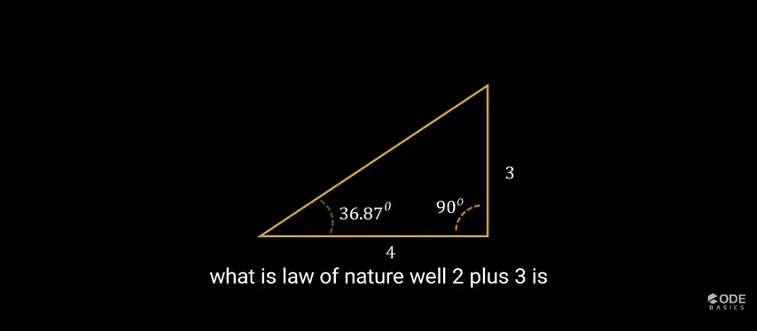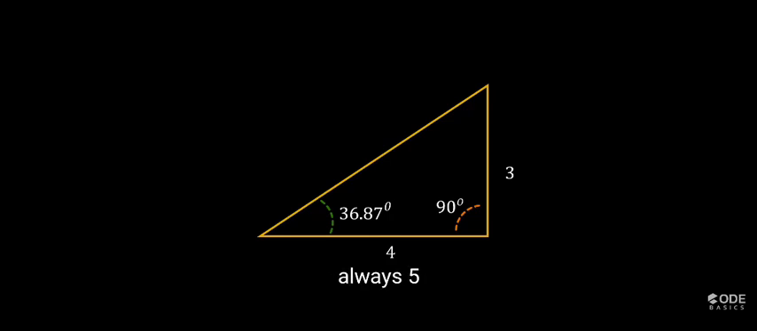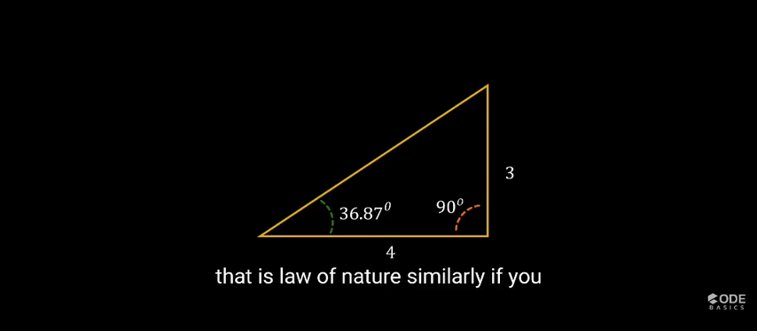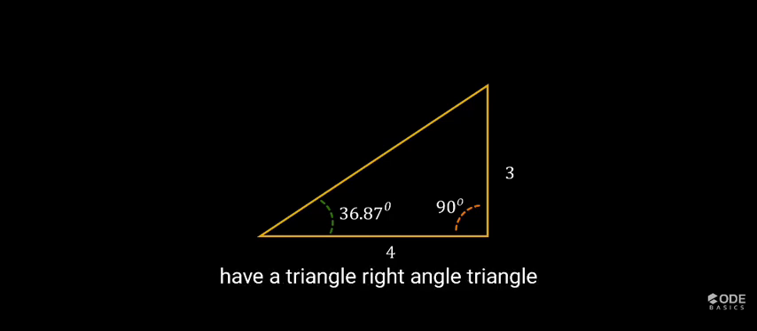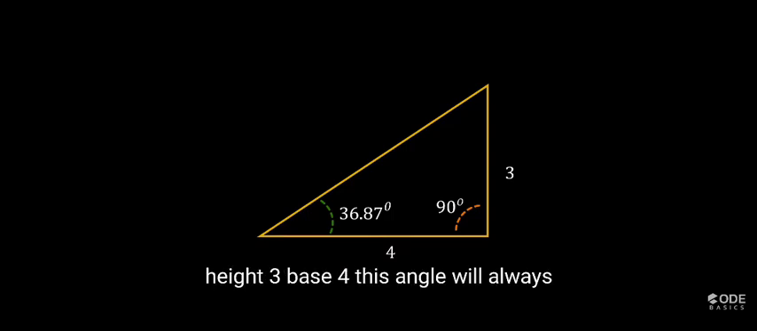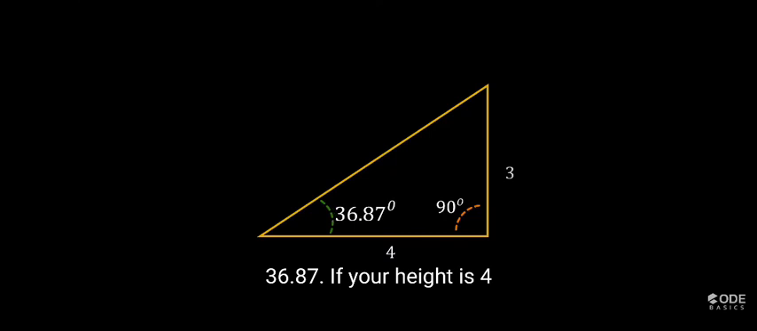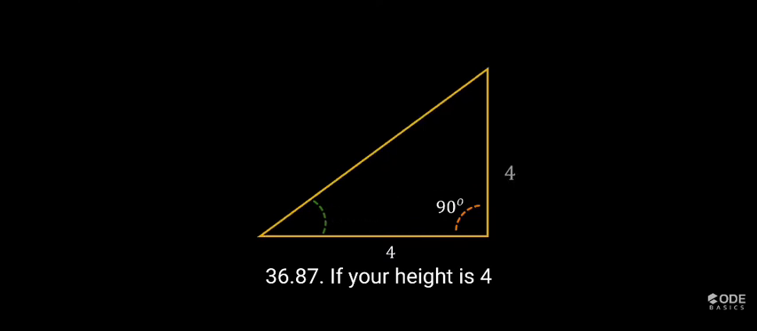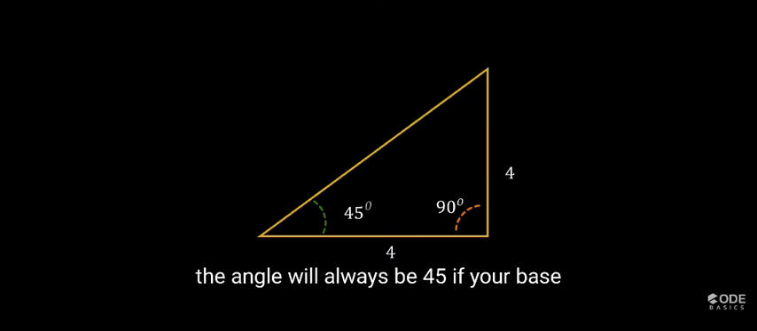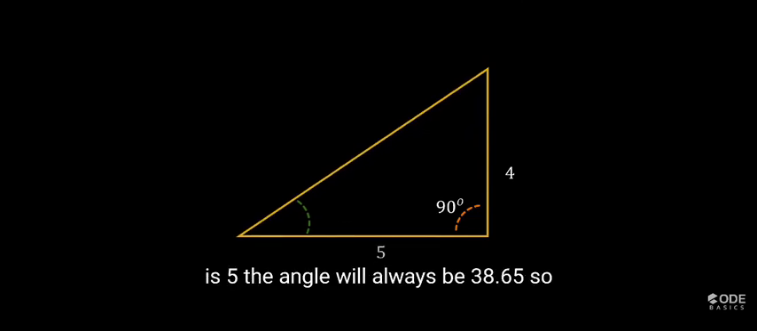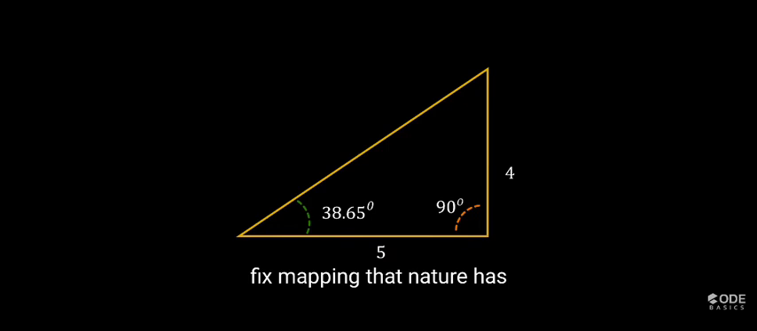What is law of nature? Well, 2 plus 3 is always 5. That is law of nature. Similarly, if you have a triangle, right angle triangle with height 3, base 4, this angle will always be 36.87. If your height is 4, the angle will always be 45. If your base is 5, the angle will always be 38.65. So it's kind of a fixed mapping that nature has.